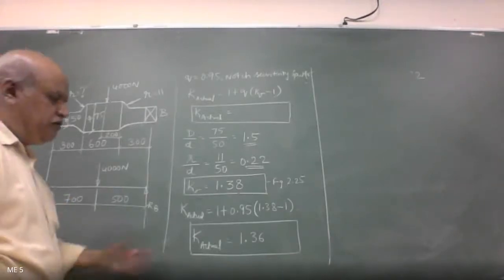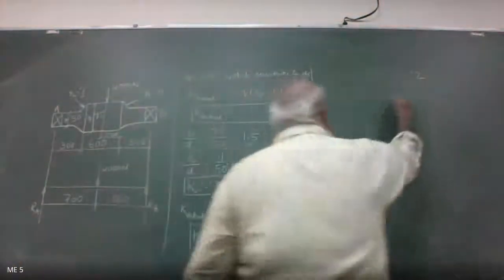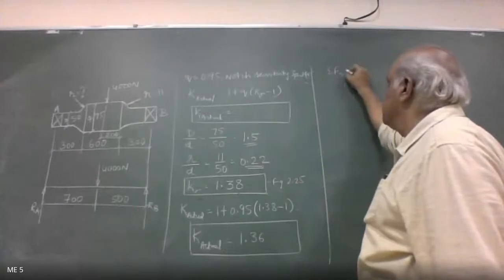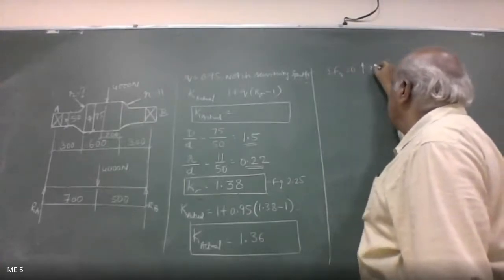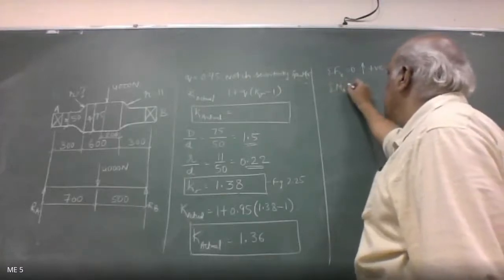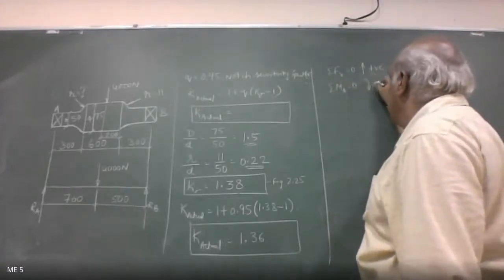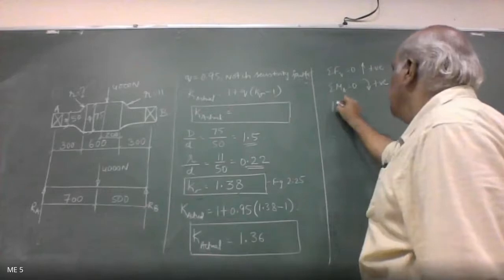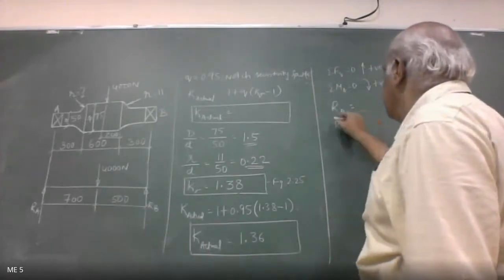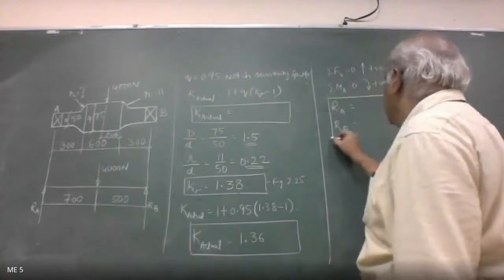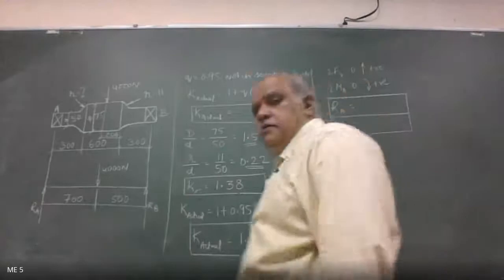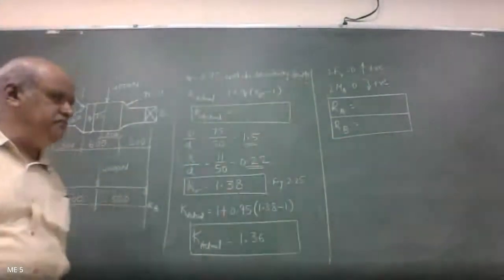Those of you who have finished, give me the value of RA and RB, by using the sum of vertical forces equal to 0, taking upward as positive, and then the sum of moments about A equal to 0, taking clockwise as positive. Give me the value of RA and RB. Very similar to what we did in the previous problem.